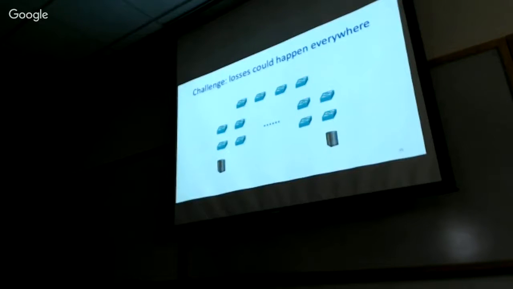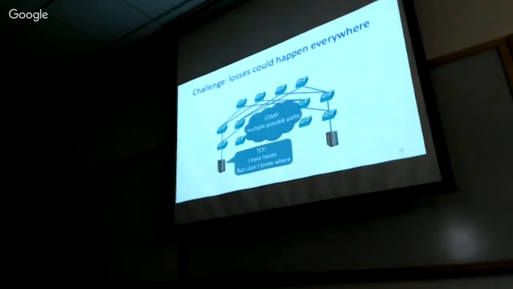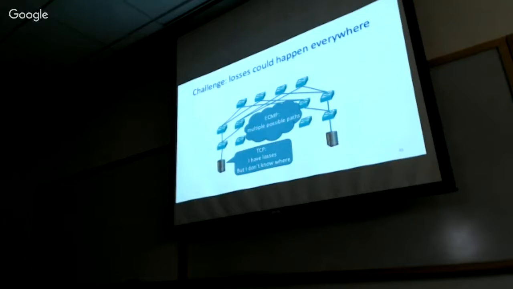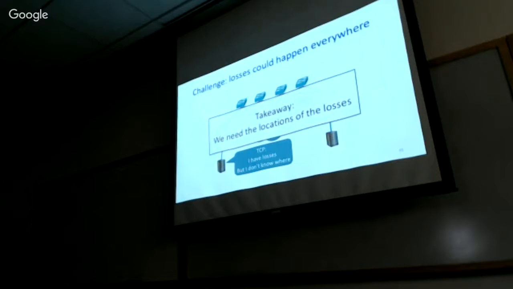The second challenge is that every switch and every link in the network may have problems. TCP can tell us there is loss, but it doesn't know where the loss happens. And in today's data centers, they use ECMP to utilize all the possible paths between each pair of hosts, which makes it even harder to find the right location of the loss. So our takeaway is that we also need the locations of the losses.